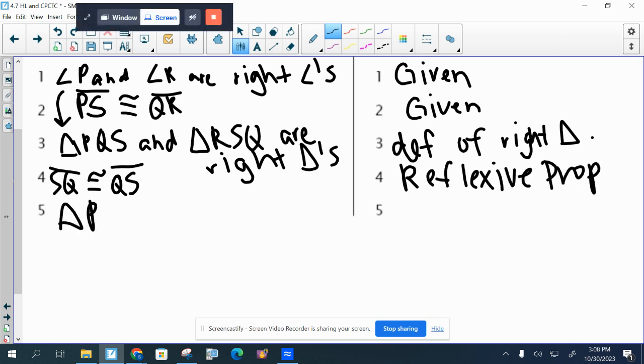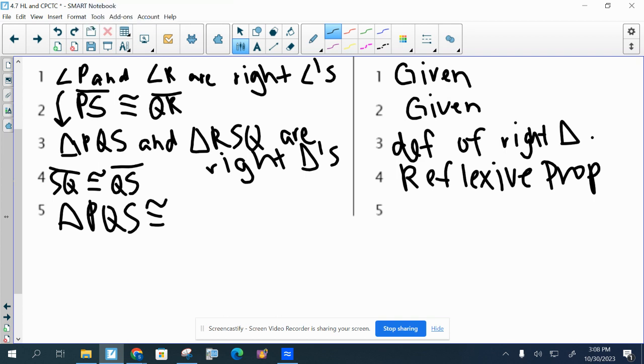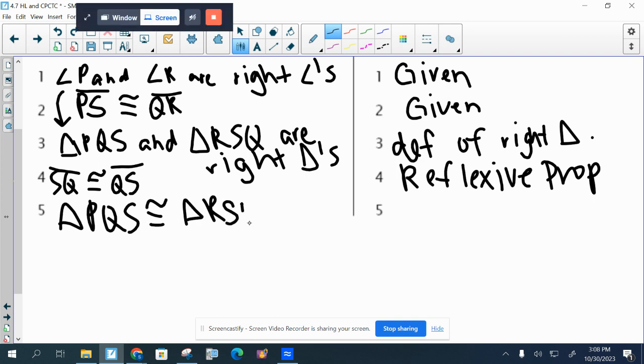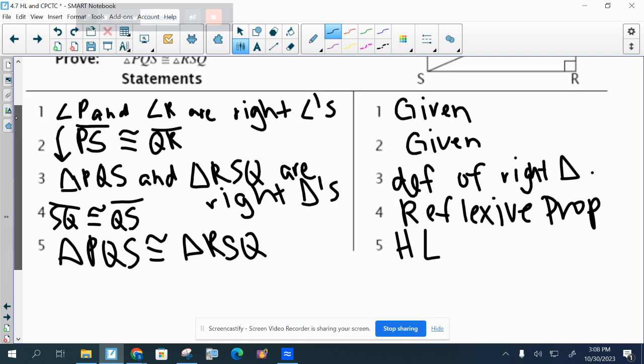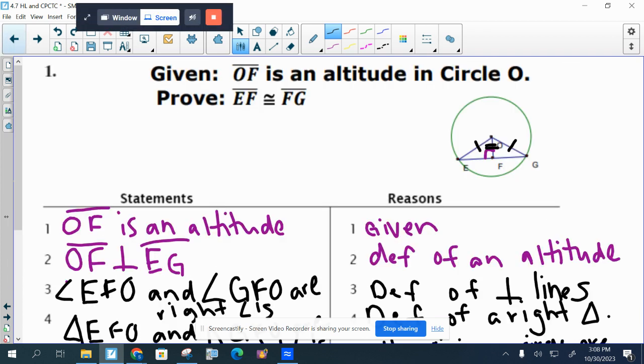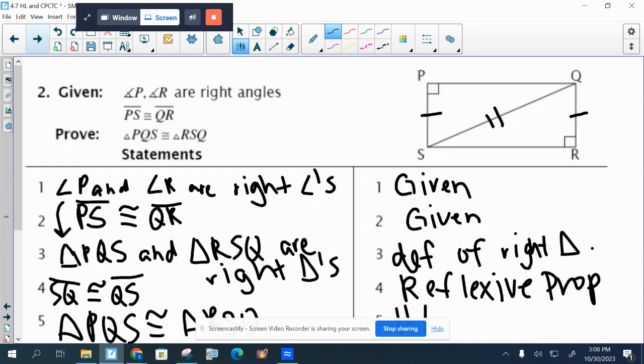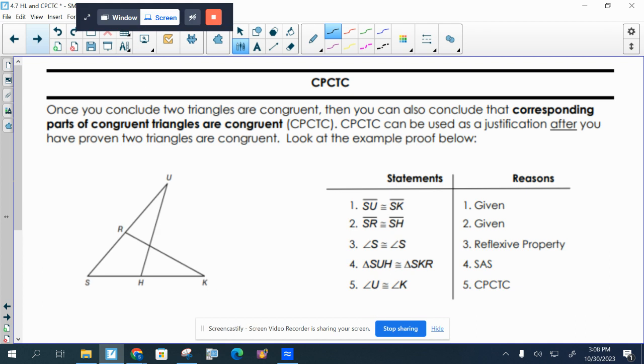So triangle PQS is congruent to triangle RSQ by hypotenuse leg theorem. Okay? So we had that one, now we have that one, and now we are moving on to CPCTC. It says once you conclude two triangles are congruent, then you can also conclude that corresponding parts of congruent triangles are congruent. So CPCTC can be used as a justification after you have proven two triangles are congruent.